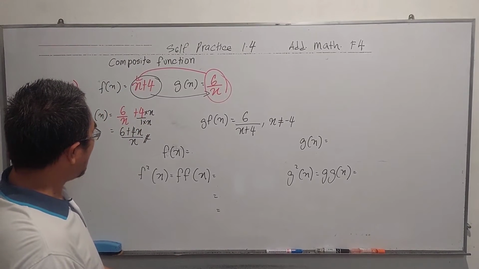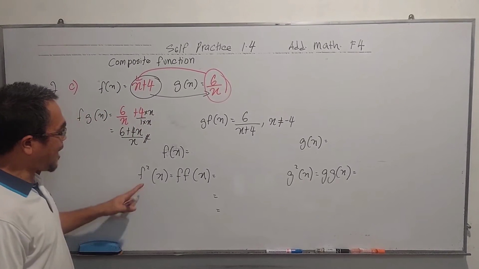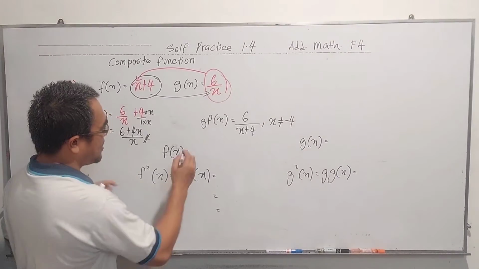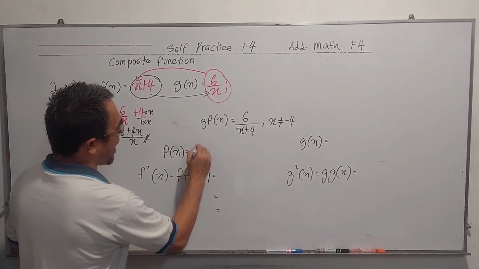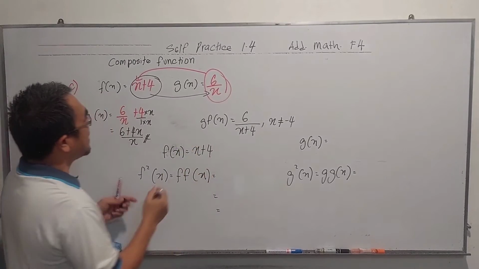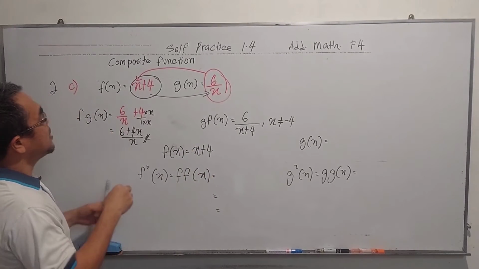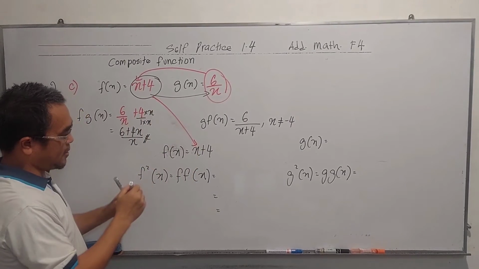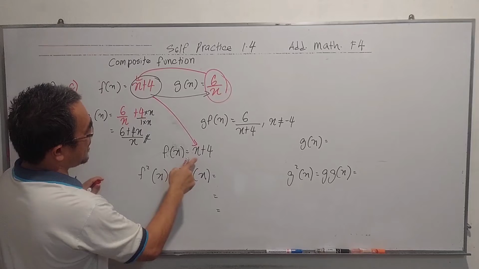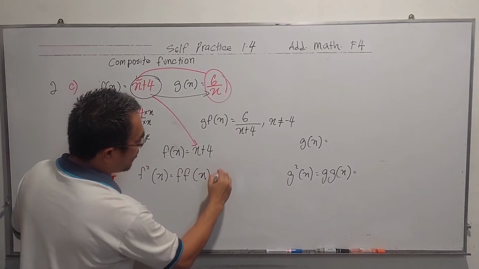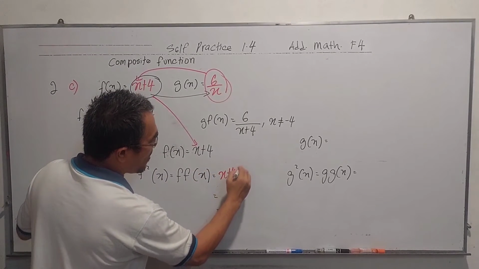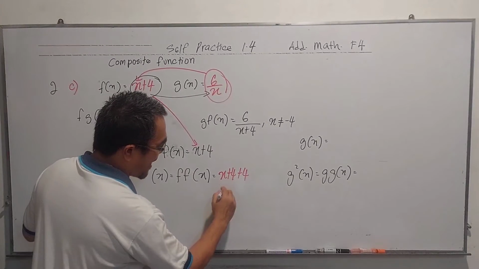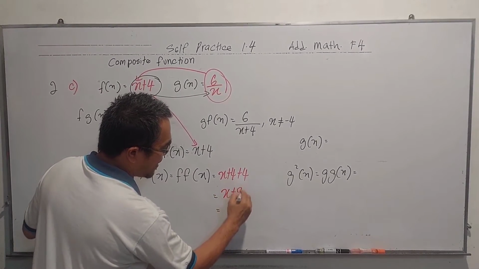So then let's continue with f squared with f(x). I will write down f(x) again. Then I will replace the box here into this part. So x replaced with x plus 4. So x plus 4 plus 4. So the answer for f squared(x) is x plus 8.